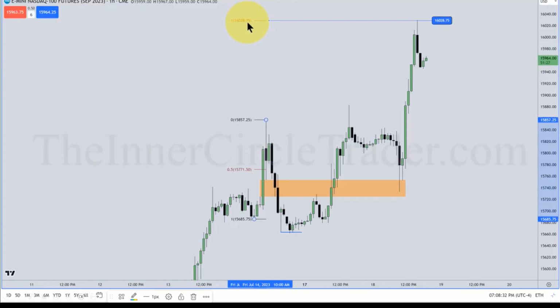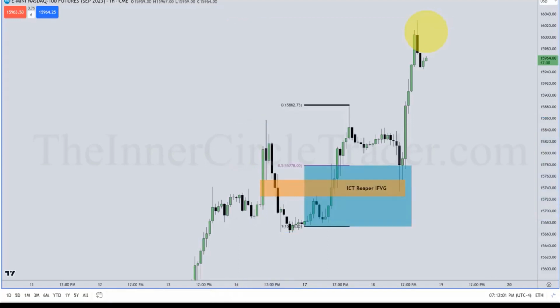16,028.75. I think it went 1 handle above it. Is that precise enough for you? We're going to go a little bit beyond that now. This is my ICT Reaper inversion fair value gap. Yes, I know it's a badass name, I know.